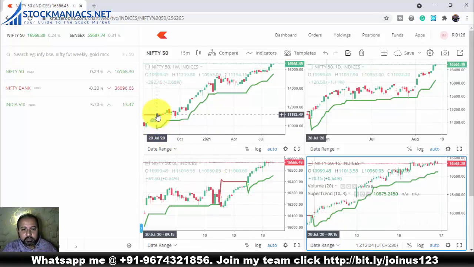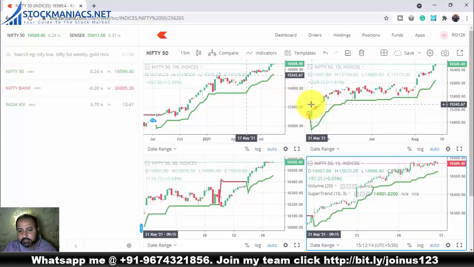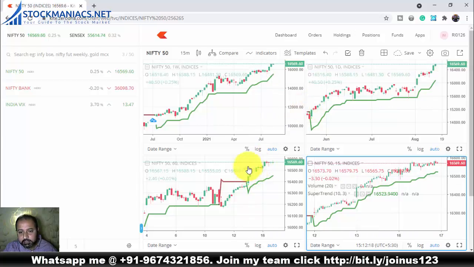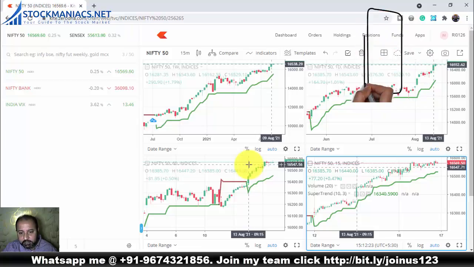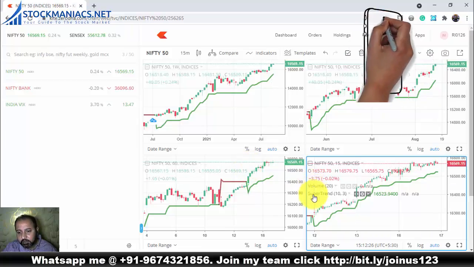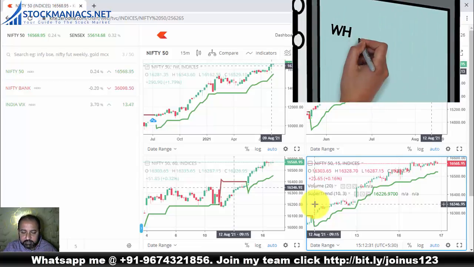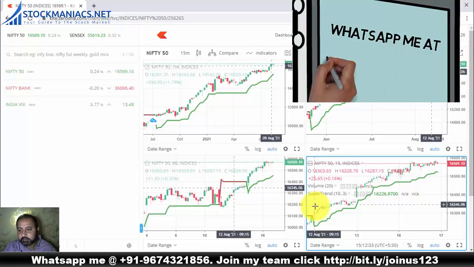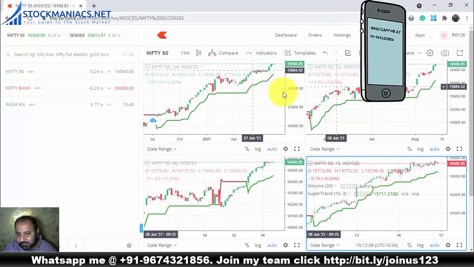So for a long time, from July 20, the weekly time frame chart is on the upside, and even the daily time frame chart is up from 21st May 21. The hourly time frame chart has once again come on the upside, that was on 13th August, and on 12th August you can see the 15 minute time frame chart has actually turned positive. So all the time frame charts are actually showing a buy signal.